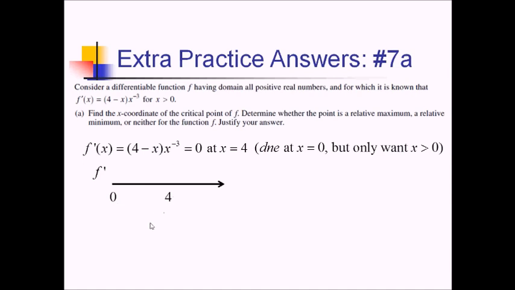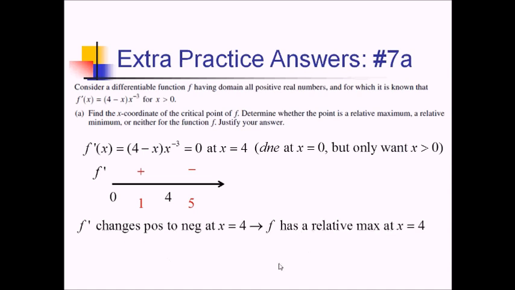Between 0 and 4, I'm going to test 1. And if I plug 1 in here, I've got a positive times a positive, so the whole thing is positive. If I test something bigger than 4, like 5, well, this parentheses comes out negative. The x to the negative 3 still comes out positive, so that's a negative overall result. I see here that f prime is changing from positive to negative at x equals 4. Therefore, f has a relative max at x equals 4.